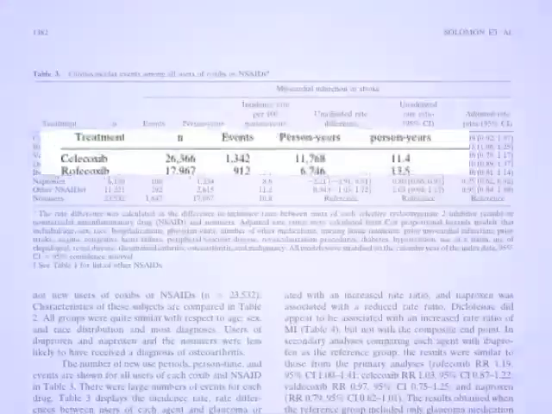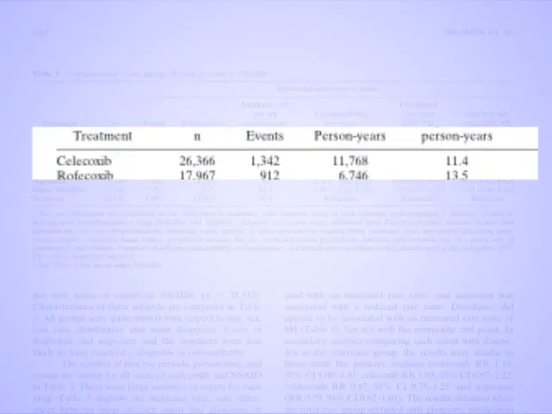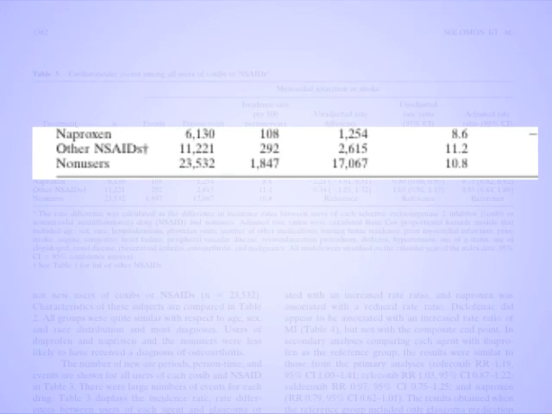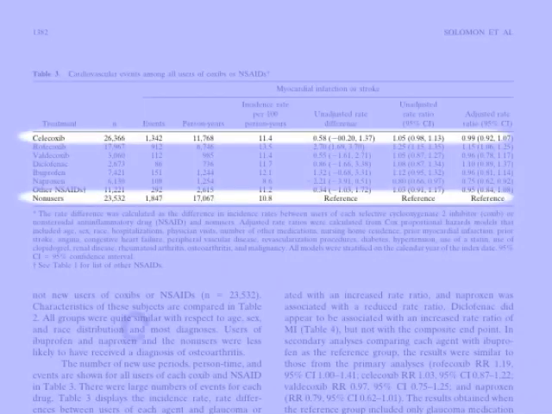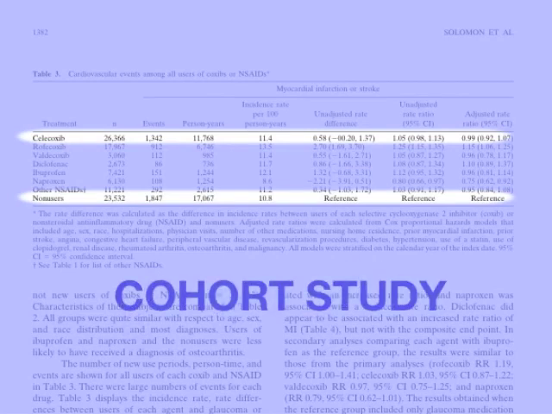The top one showing events in celecoxib users, and the bottom one showing events in non-users of any kind of NSAID. We saw before that this is a cohort study where subjects are followed over time and classified as exposed or unexposed by whether they start using an NSAID or another unrelated drug. Therefore, we're going to use these data to calculate risk ratios and incidence rate ratios.